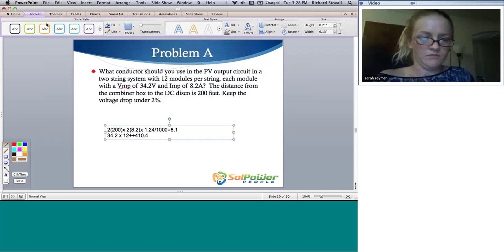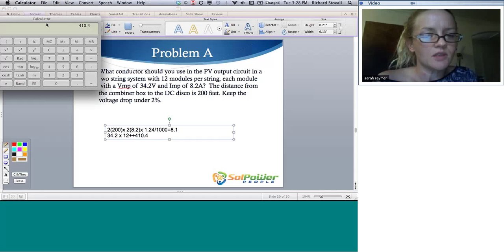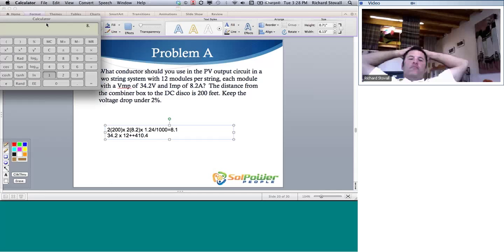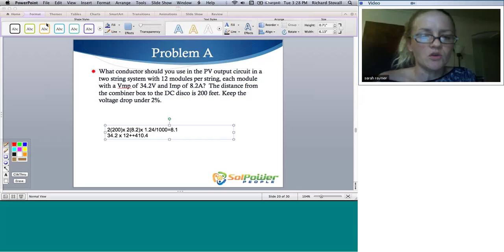So that's going to come down to 8.1 divided by 410.4. That gave me 0.019, which is the same as 1.9%.